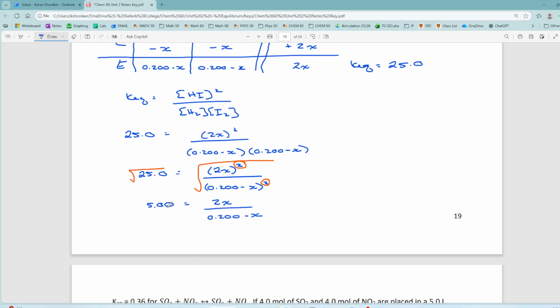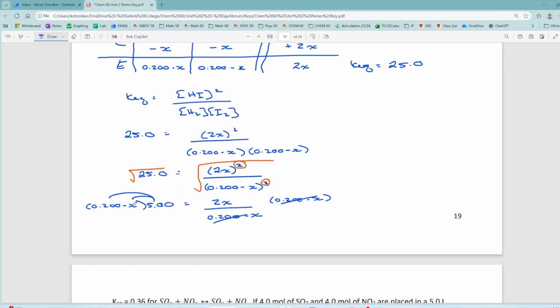Much easier algebra. Now, keep following, because this is something that everybody struggles with even in Math 60, is that now we need to solve for the x. Let's get it out of the denominator by multiplying both sides by 0.200 minus x. We would end up with 5 times 0.200 minus x is equal to 2x. Now, a lot of people are like, well, let's divide. I'm like, well, then you'd get back to where you were before.